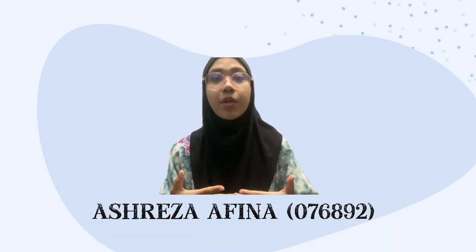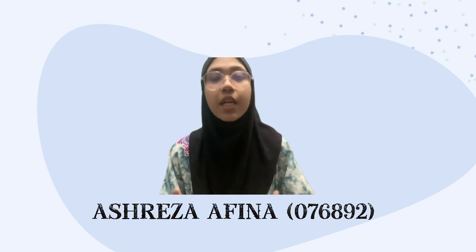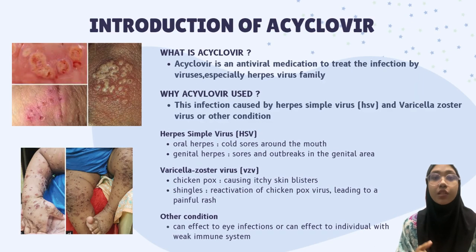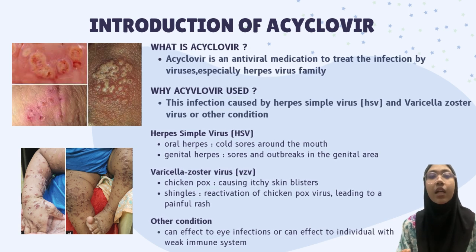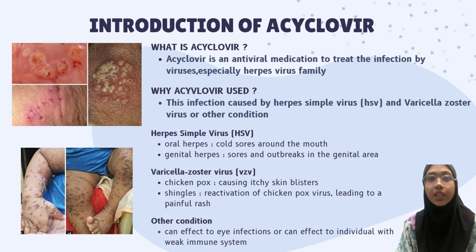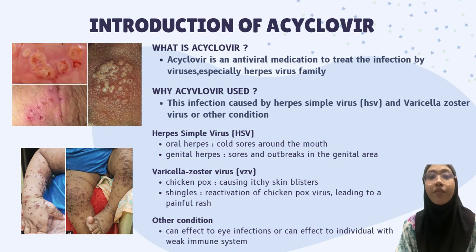So I will explain about the introduction of acyclovir and the pharmacokinetics of acyclovir. So let's move to the introduction of acyclovir first. So what is acyclovir? Acyclovir is a medication designed to fight infections caused by viruses. Specifically, it targets the herpes virus family. It doesn't cure the infection but helps to manage and control the symptoms.